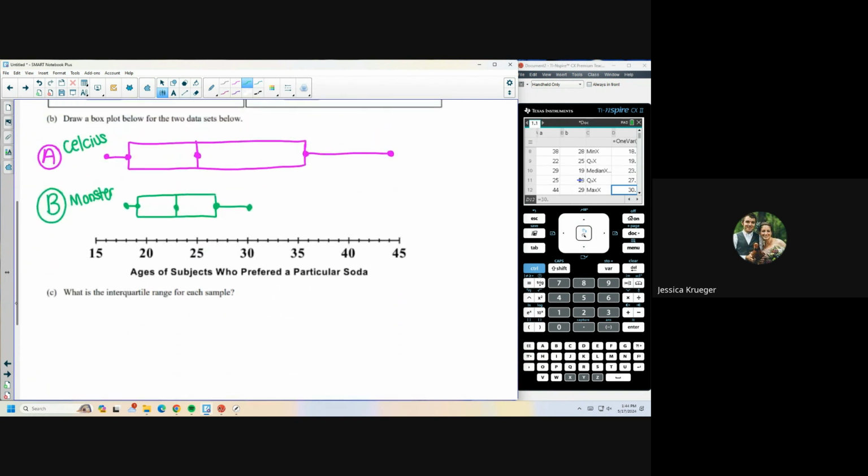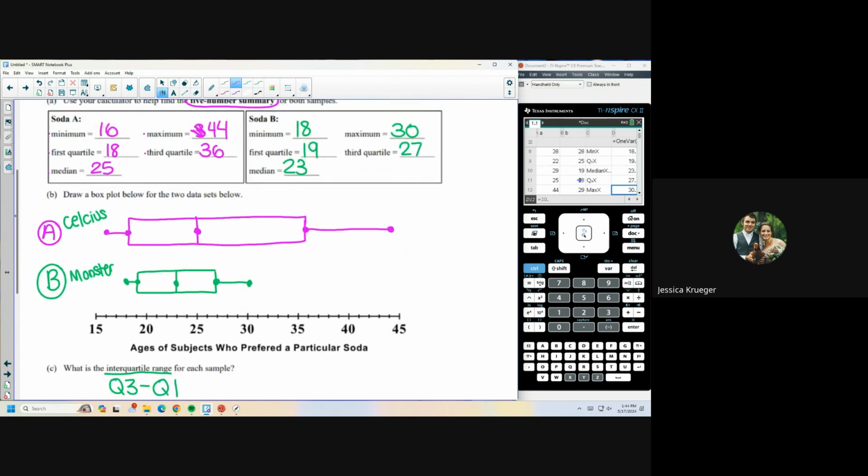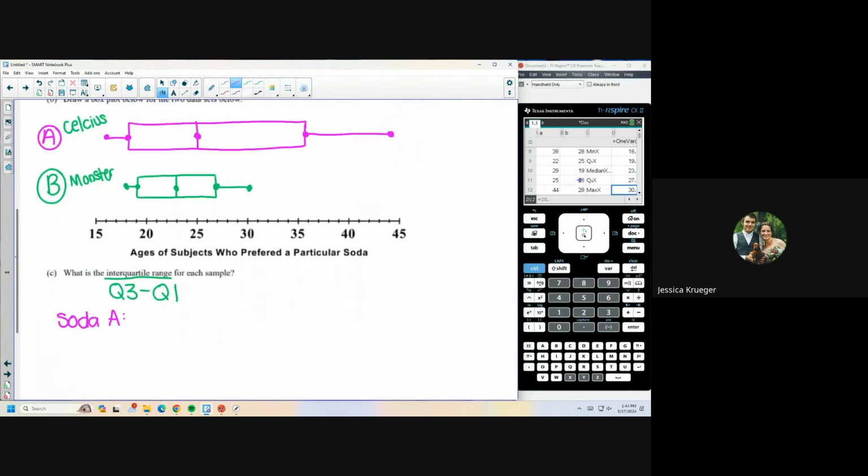What is the interquartile range for each sample? You must memorize, you do not get this, that the interquartile range is Q3 minus Q1. So in keeping with our color coding here, for soda A, Q3 was, I'm going to go back up here, 36. Q1 was 18.